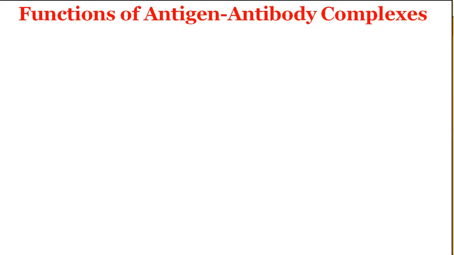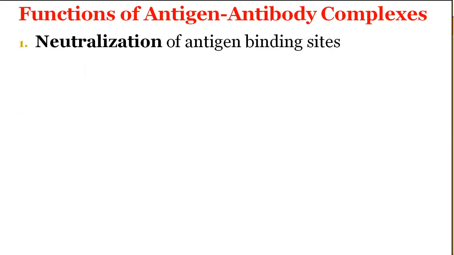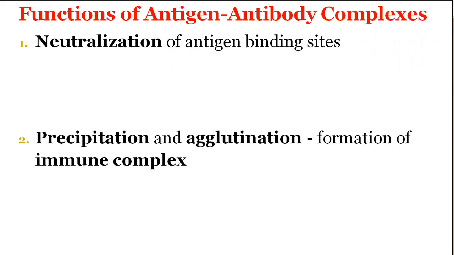So the functions of antigen antibody complexes, think a bit fast. What are the functions of antigen antibody complexes once the antibody attaches to the antigen? The first one is neutralization of antigen binding sites. They're going to neutralize the antigen, because the antigen has this binding site that can go and bind to the cells, then they'll invade the cells. So if the antibodies are binding to those binding sites on the antigen, then they are neutralizing the antigen.